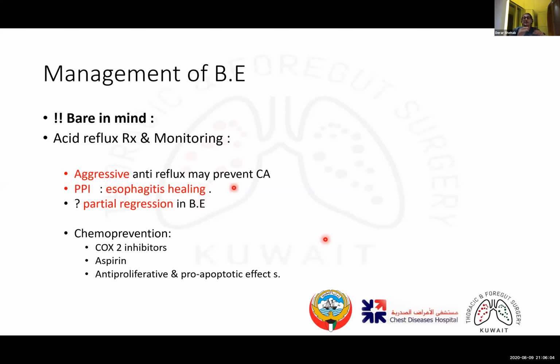So for management of Barrett's esophagus, you have to bear in mind two things: to control or treat the acid reflux, and to do some sort of monitoring or surveillance for those patients. So I usually start with aggressive treatment for reflux. I put them all on PPI, the maximum dose, probably for 8 to 12 weeks. With PPIs, there will be some healing of esophagitis and some partial regression of Barrett's esophagus.